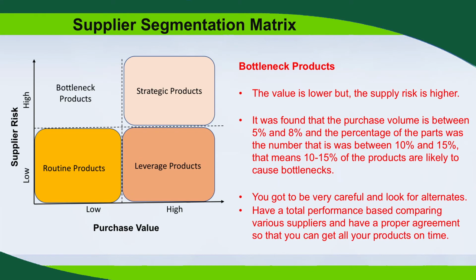Now if you go on to the third one, the bottleneck ones, meaning the value is lower but the supply risk is higher, they found that the purchase volume was between 5 and 8%, and the percentage of the parts, the number that is, was between 10 and 15%. That means 10 to 15% of the products are likely to cause a headache. You have to be very careful and look for alternates. Have a total performance based comparing of various suppliers and have a proper agreement so that you get all your products on time. Now to the last quadrant.